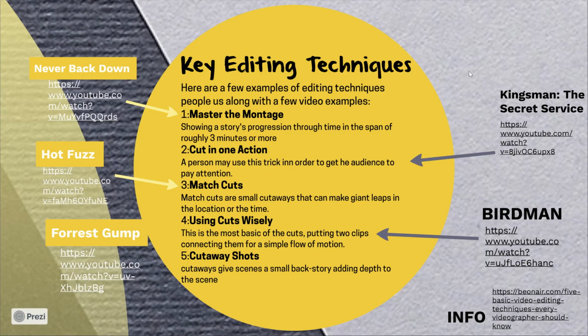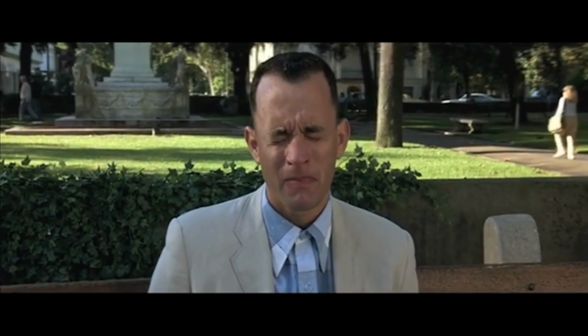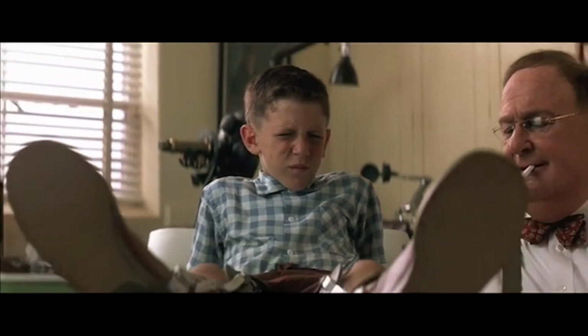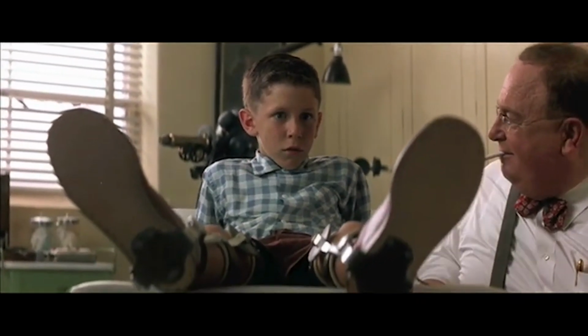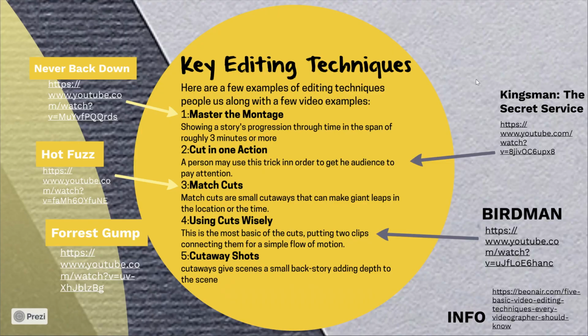And for the last one, the cutaway shots, it gives a small backstory, adding depth to the scene. And I'm using the movie Forrest Gump because the entire movie is technically an entire cutaway shot, because Forrest is sitting on a bench and he's telling a story to strangers, and then it cuts back to his past to show you how he got up to sitting on that bench.